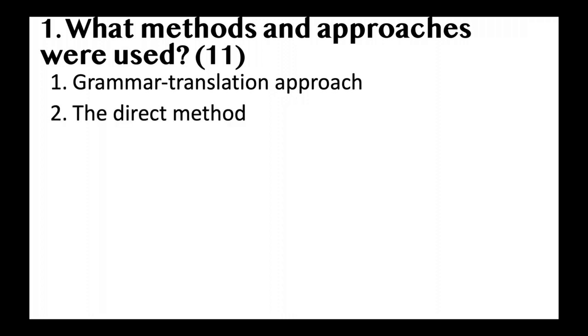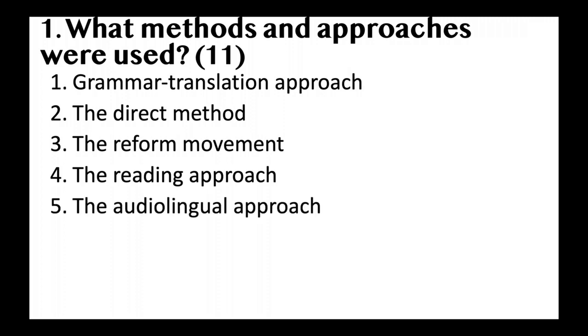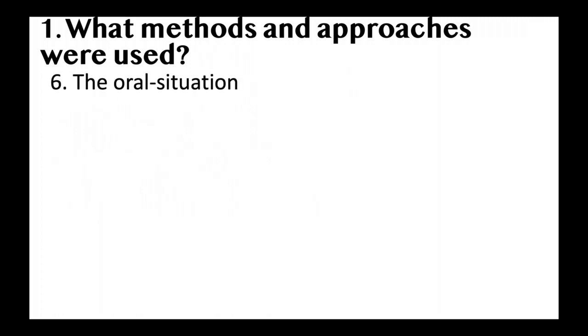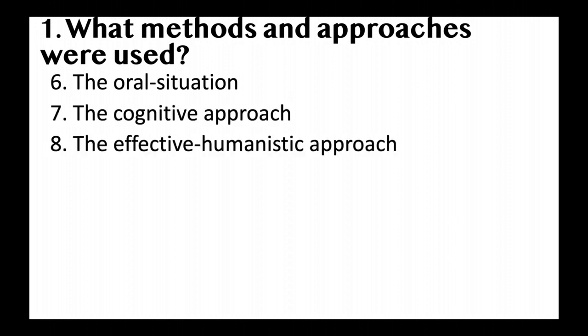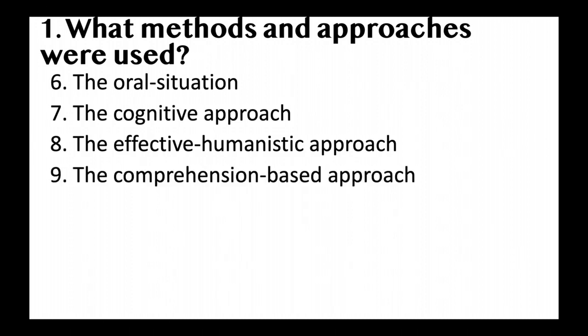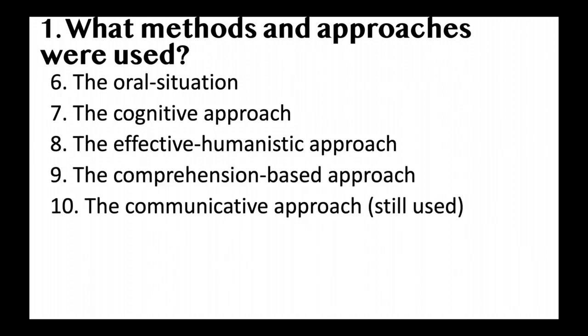Now we're going to move on to the next aspect, that is now what approaches and methods were used then. Over the years, we have got 11 of those. We have got grammar translation approach, the direct method approach, the reform movement, the reading approach, the audiolingual approach. We have got the oral situation approach. We have got the cognitive approach, effective humanistic approach, comprehension-based approach, and the communicative approach, which is still used now. And some of those other ones are also used, but they are not as popular. Communicative approach is the one that is more popular today.